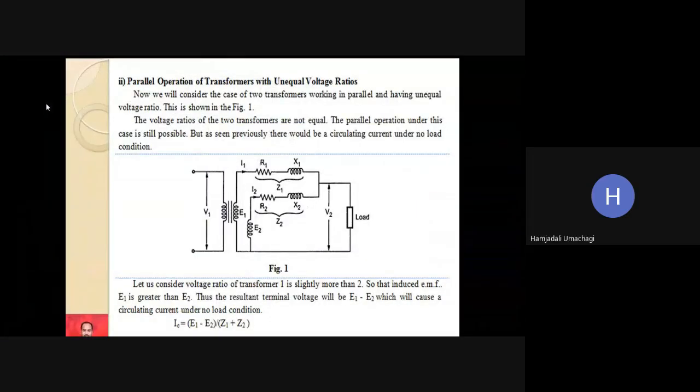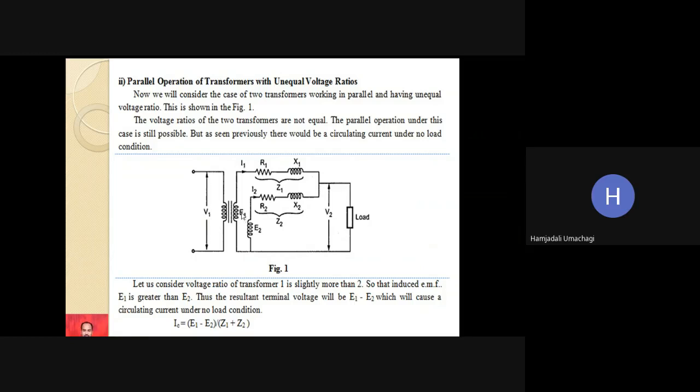Dear students, in today's class, let us study about parallel operation of two transformers with unequal voltage ratios. Here the two transformers, transformer T1 having resistance R1 and reactance X1, and similarly another transformer T2 having resistance R2 and reactance X2, are both connected in parallel to supply the common load.